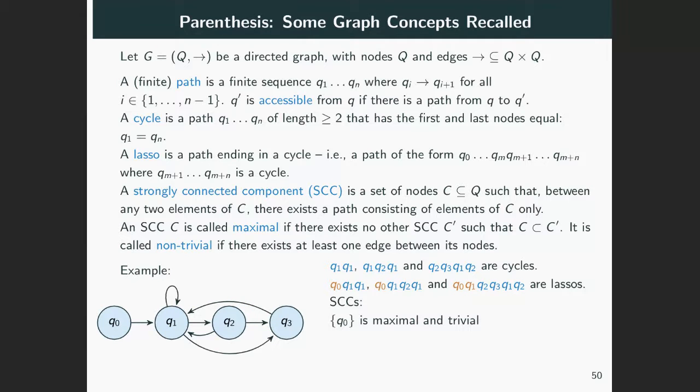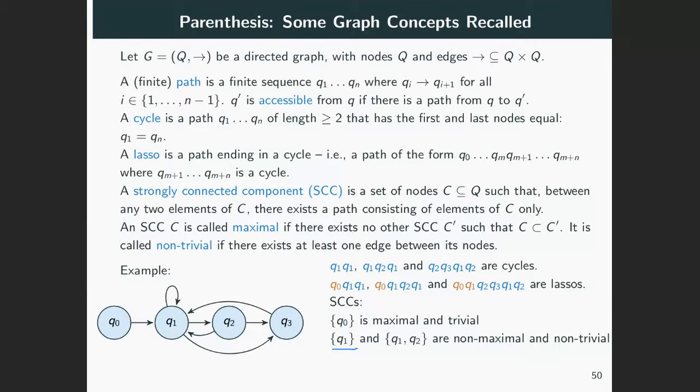And here are some examples of strongly connected components. The singleton Q0 forms a strongly connected component that is maximal, since there's no strongly connected component that includes it strictly, and is also trivial, since there's no edge between its nodes. On the other hand, the singleton Q1 forms a strongly connected component that is not maximal. For example, Q1, Q2 is a strongly connected component that includes it strictly.